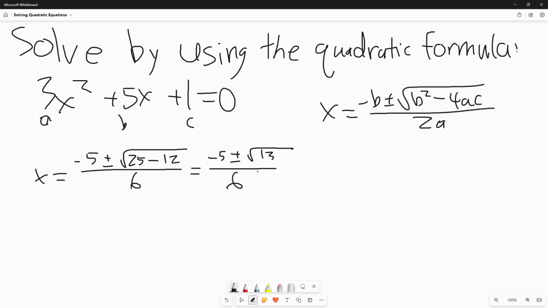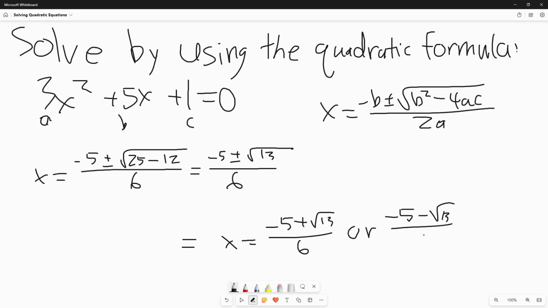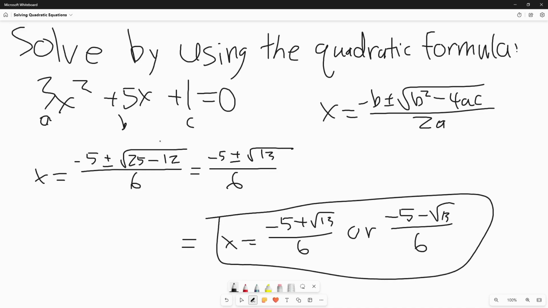And let's separate these into two. So we get x is equal to negative 5 plus square root of 13 over 6, or negative 5 minus square root of 13 over 6. And these are your two answers for this.